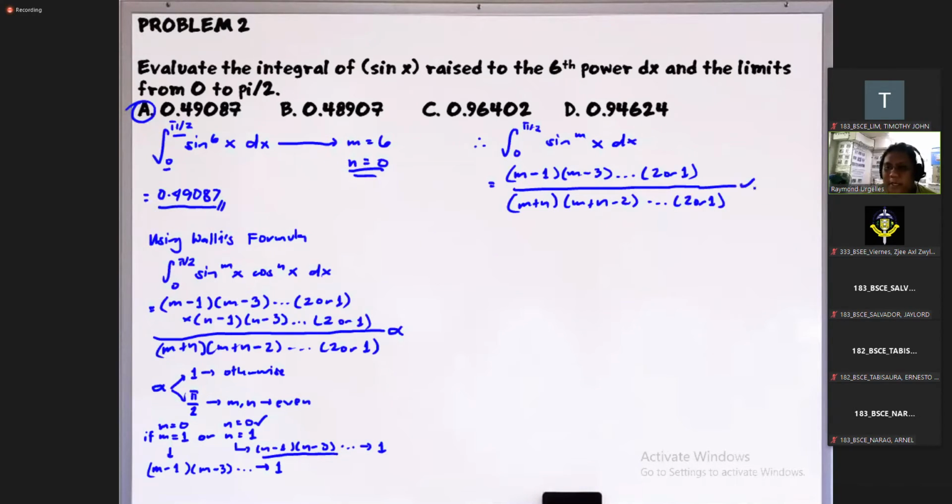Then this is multiplied by alpha. Again, this expression disappears, so what is in the numerator stays. Okay? Got it? And since both are even, these are both even numbers, this means this is the alpha we will use: pi over 2.